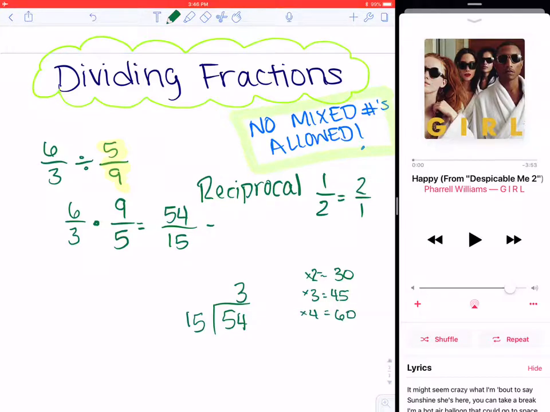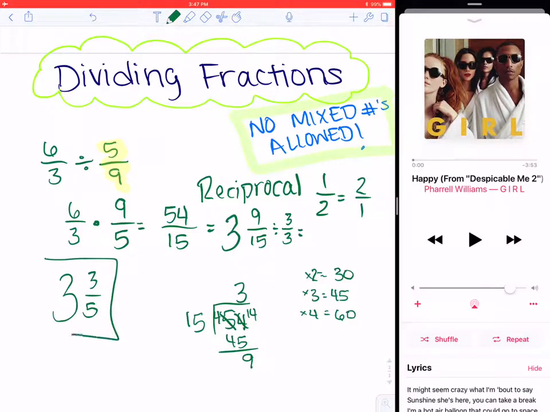So when I convert my answer to a mixed number, I'm going to get 3 wholes. I subtract 45. I get 9 left over out of 15. But wait, am I done? Not yet. I can divide both by 3. So I get 3 wholes and 3/5. And that is it. That is my answer.